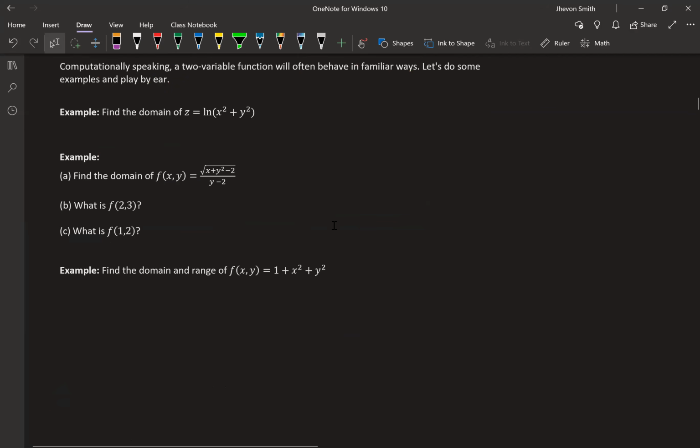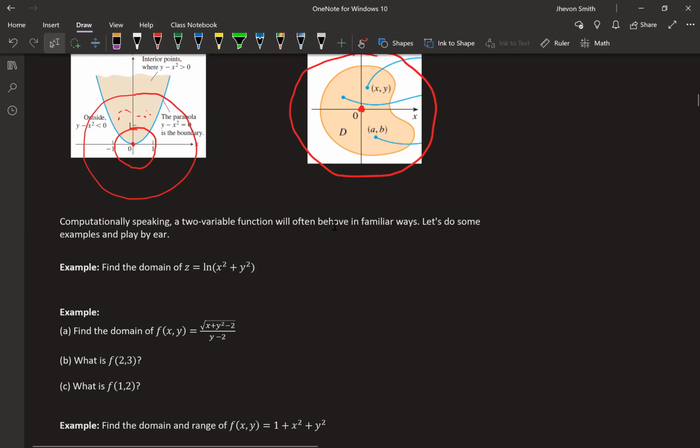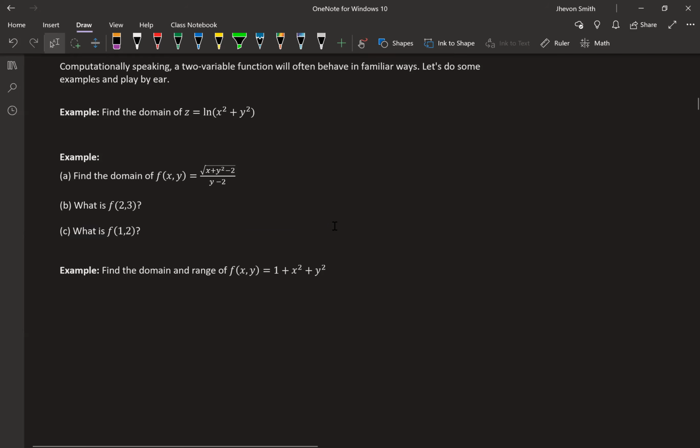Now, let's get to the nitty-gritty, the part that everyone likes. When it comes to actually working with functions and evaluating them, finding domains and ranges and all that stuff, it's all actually very intuitive. It generalizes very nicely from what you already know. So it is still the case that you can only take the logarithm of positive things.